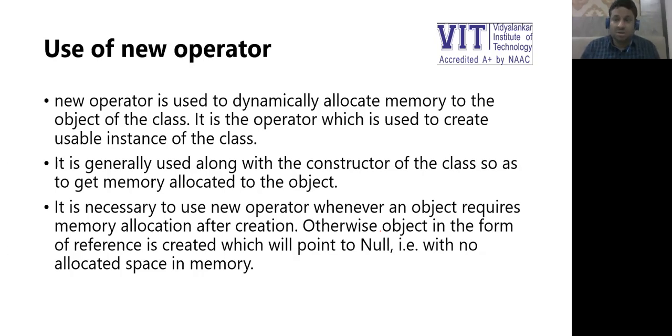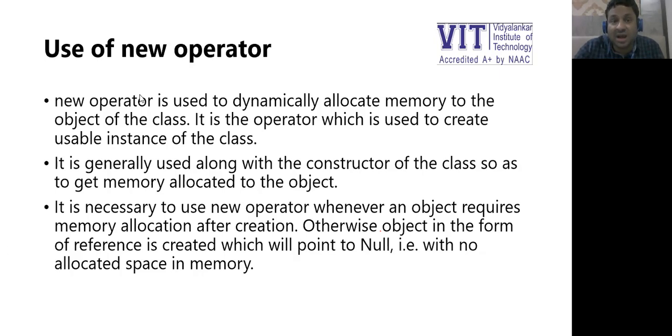Now, it is generally used with the constructor of the class. When we create an object, a1 = new A. When I say new A, I'm calling the constructor. So new allocates memory and invokes a constructor to initialize it. Now, it is necessary to use the new operator whenever an object requires memory after creation. Otherwise, objects in the form of a reference will always point to null.